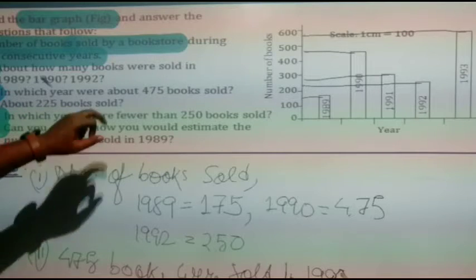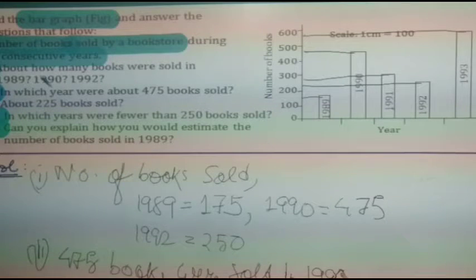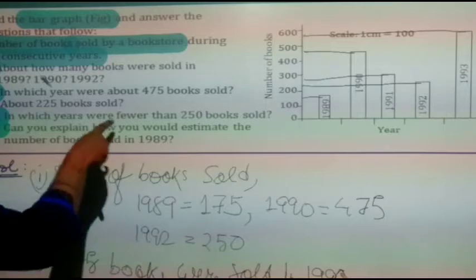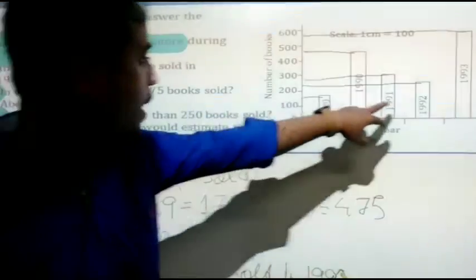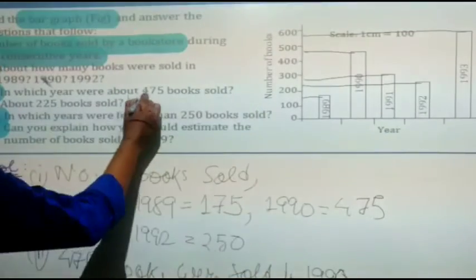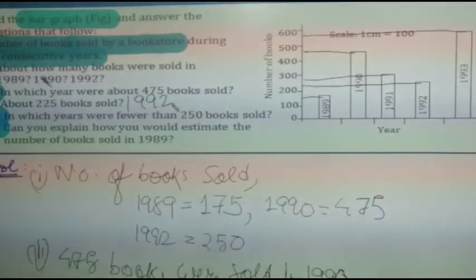Then about 225 books sold. So you write below, 225 books were sold in the year 1992. This answer will be 1992.